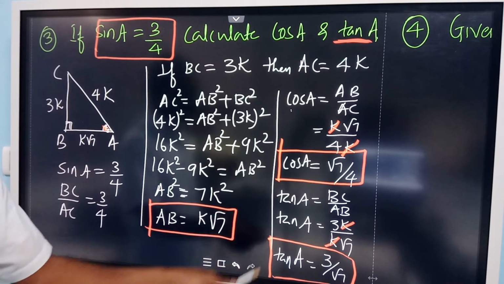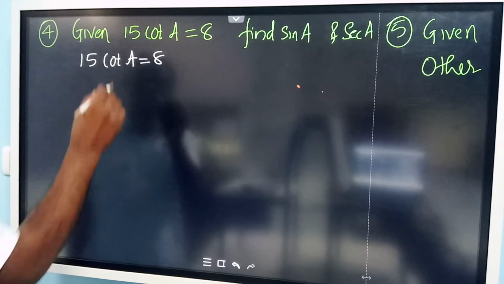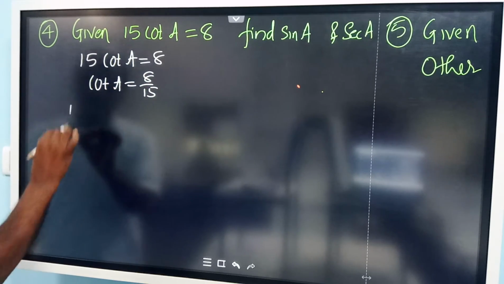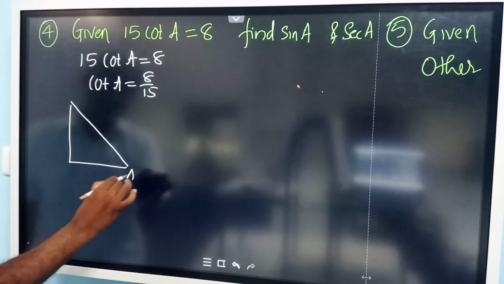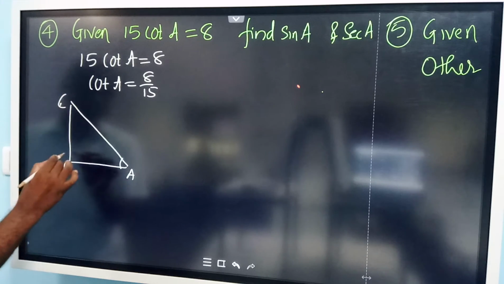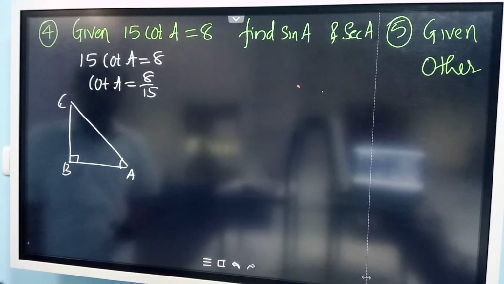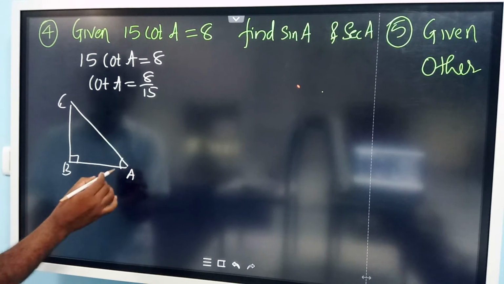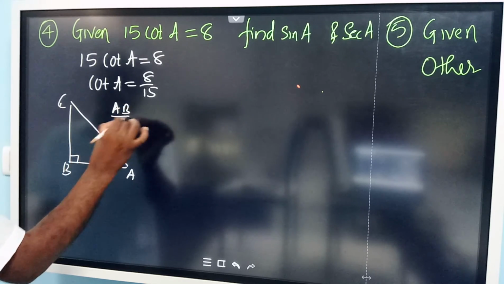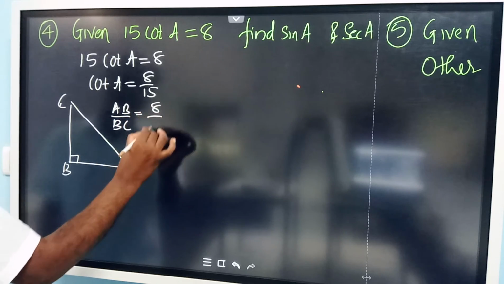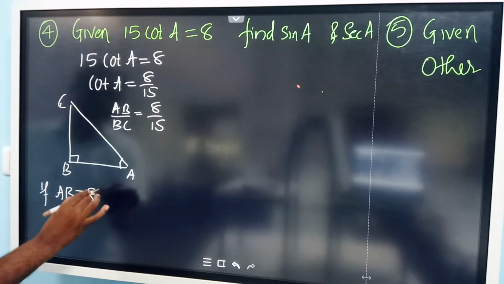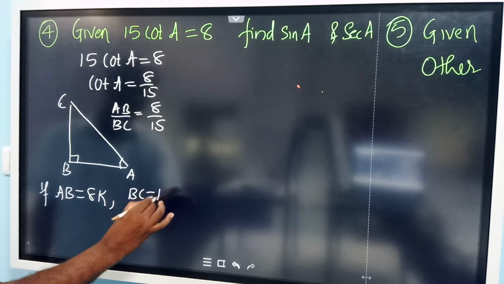In this question, 15 cot A is equal to 8. So it will become cot A is equal to 8 by 15. So you can draw a triangle. ABC, since A is an acute angle, you can take this as A. The other one you can take B as 90 degrees. Cot A is equal to 8 by 15. Cot A, adjacent side by opposite side. It is AB by BC is equal to 8 by 15. So if AB is equal to 8K, then BC will be equal to 15K.